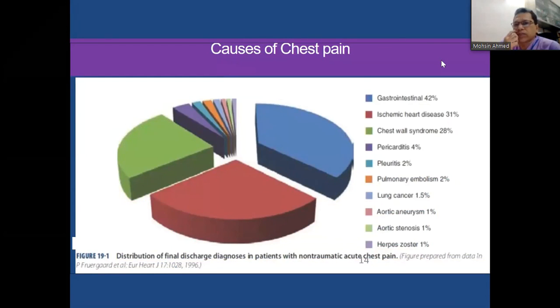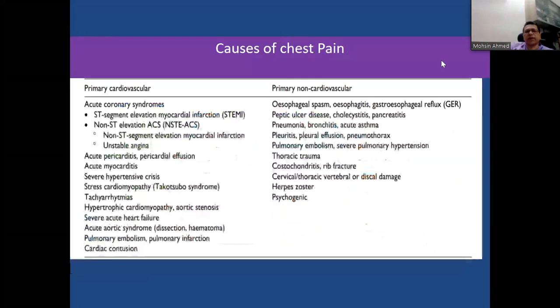We know the causes of chest pain: gastrointestinal 42%, ischemic heart disease 34%, then pericarditis, pleurisy, pulmonary embolism, lung cancer, aortic aneurysm, aortic stenosis, and also herpes zoster are causes of chest pain. Lots of things are written in the book. You should read this.